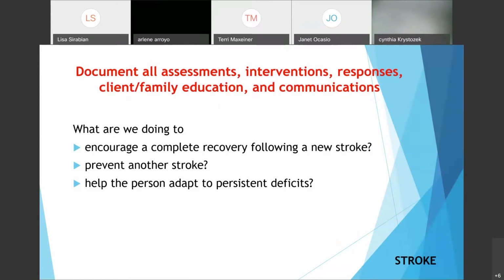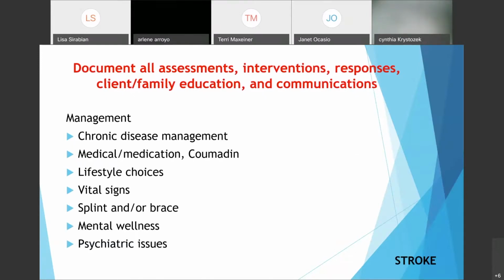So, what are we doing? What are we as nurses doing to encourage a complete recovery or the best possible recovery following a new stroke? How can we help prevent another stroke and help the person adapt to any persistent deficits? Those are some big global questions. I'm going to give you some more specifics.